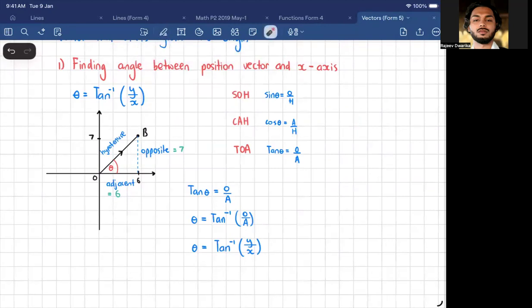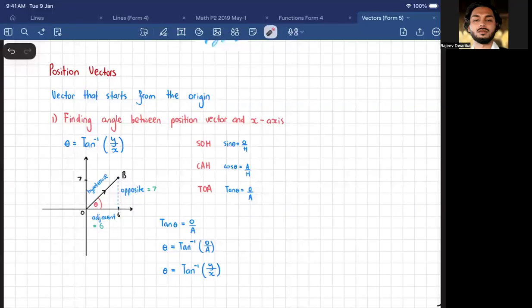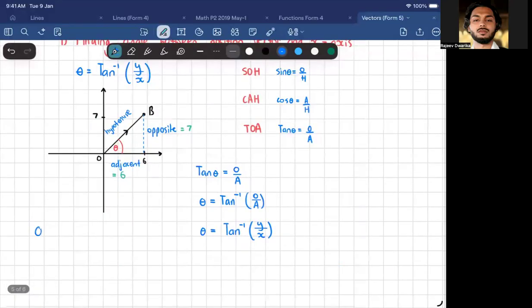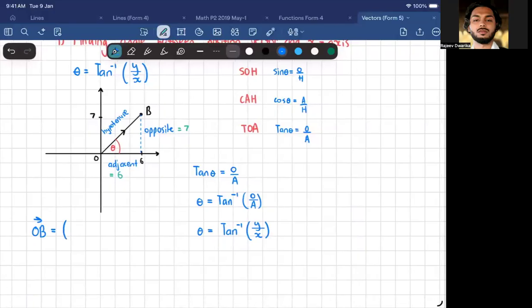Because for any vector, I feel like some people are still confused. So Mira, for any position vector, right? In this example, the position vector was O to B. And could you tell me what O to B was in column vector form? Tell me, Mira. Do you remember what column vector form is? Is it O to 6 to B? Does that make sense? No, it's just 6, 7.